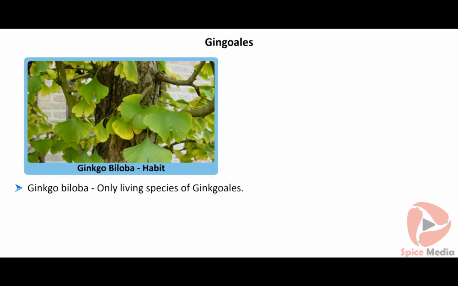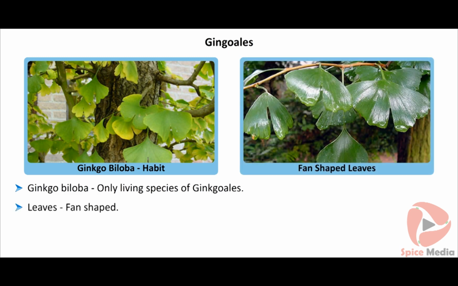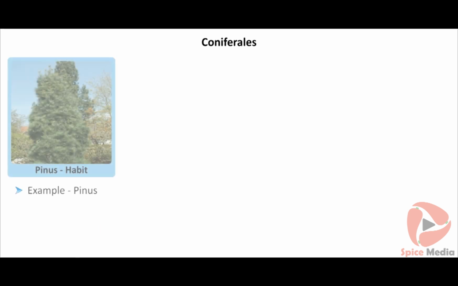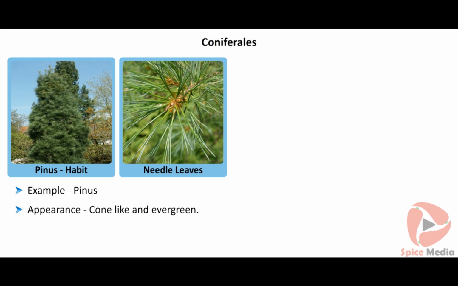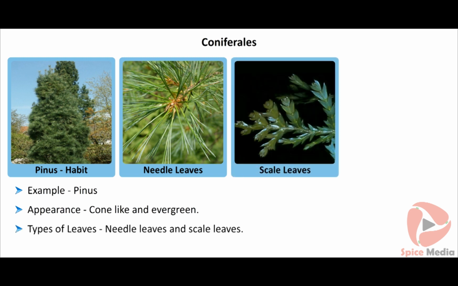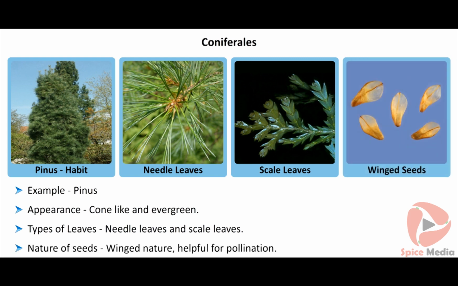Ginkgo has the only living species called Ginkgo biloba. Ginkgo biloba is a large tree with fan-shaped leaves. The smell from these leaves is offensive. Pinus belongs to Coniferales. They are evergreen trees with a cone-like appearance. There are 2 types of leaves, namely needle leaves and scale leaves. Seeds possess wings which help in dispersal.